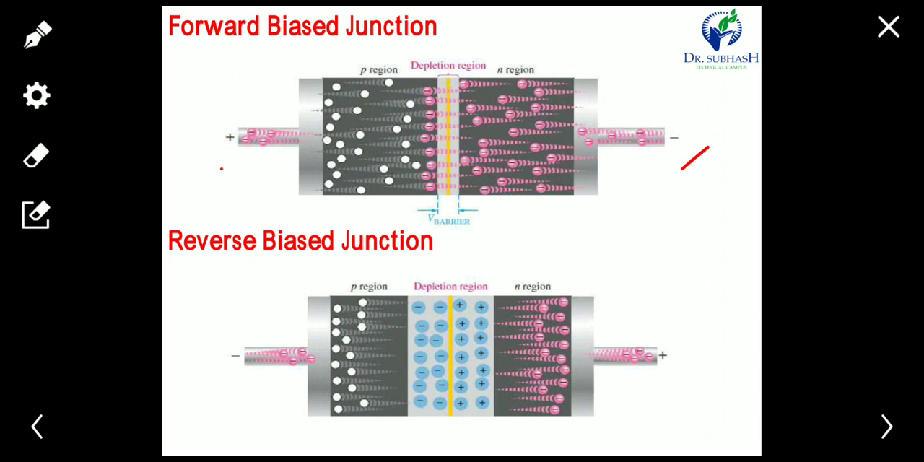Now in reverse bias the condition is reversed. Here the anode is connected to negative and the cathode is connected to positive. So the width of the depletion region increases and it does not allow any current to pass. The diode is in reverse mode, or open circuit mode. So the resistance in reverse bias is very high compared to forward bias. These are the two conditions you have to remember.